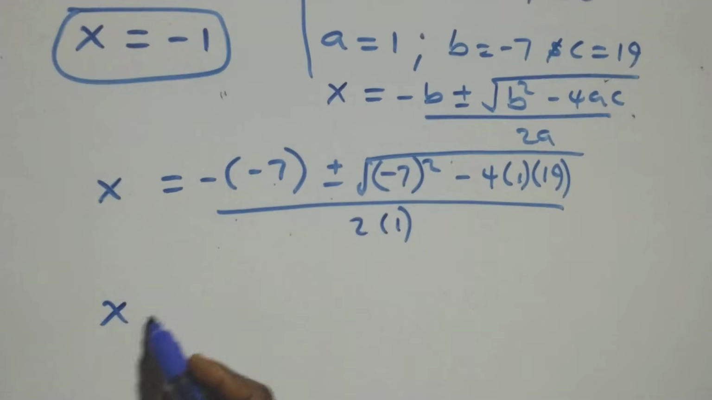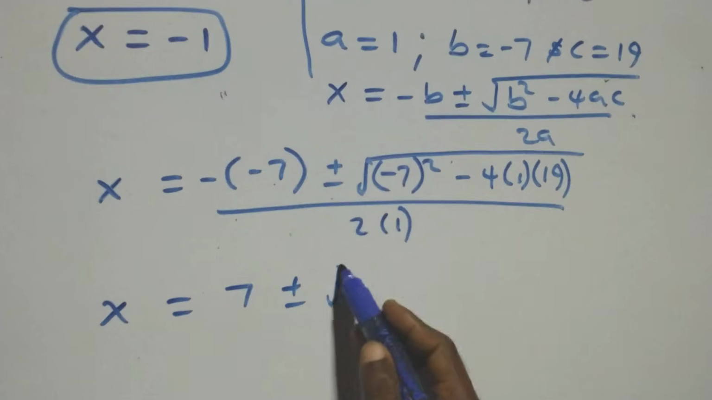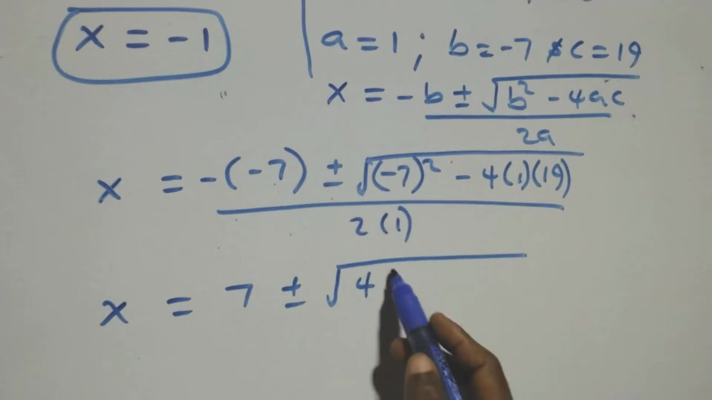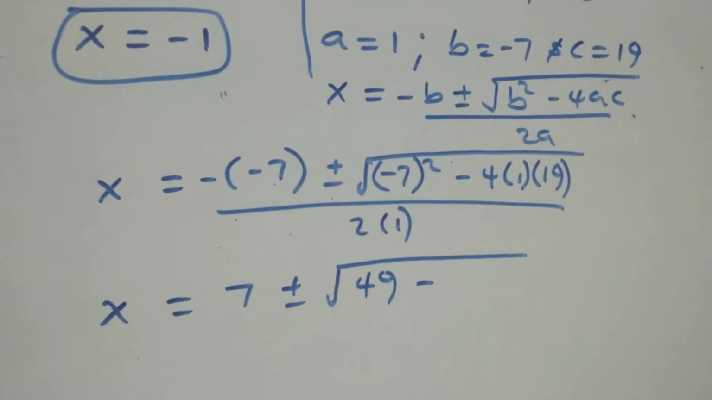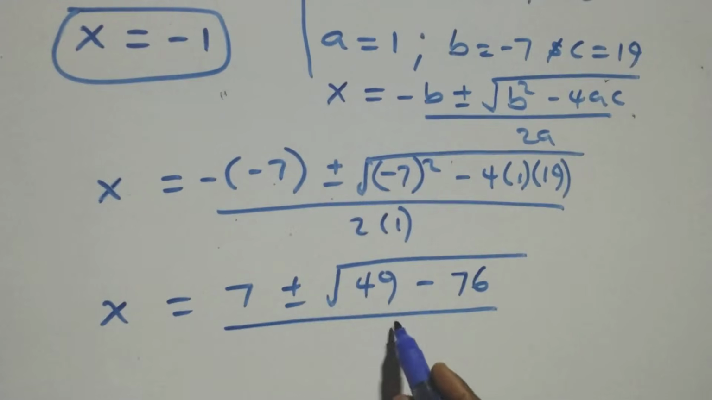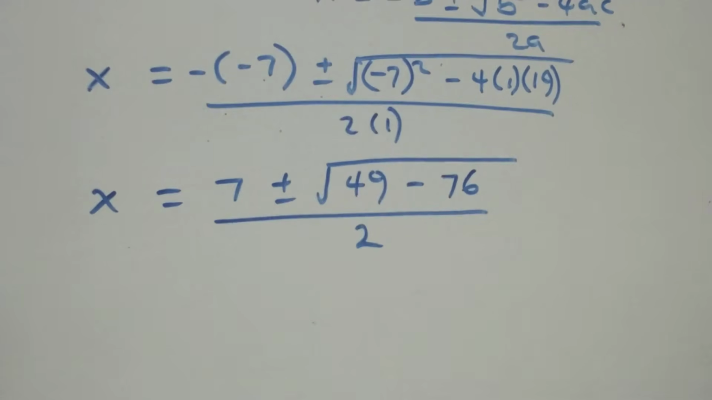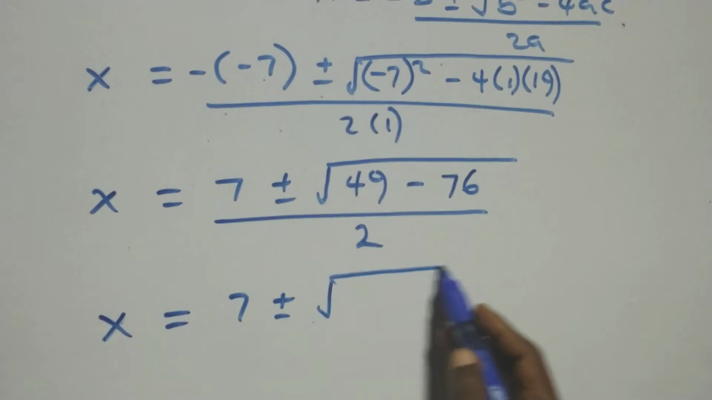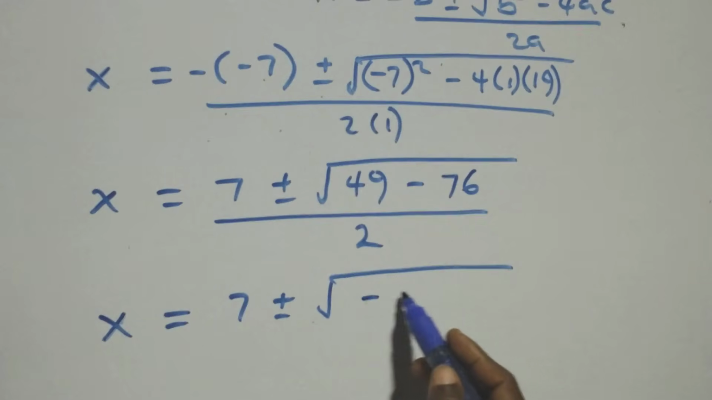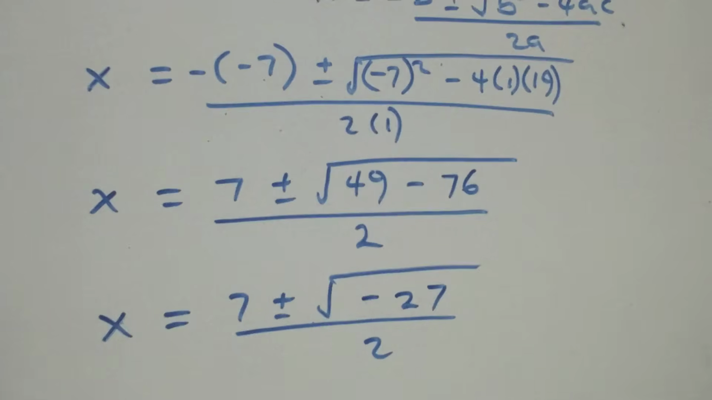Here we have x equals, minus times minus gives us plus, 7 plus or minus square root of 49 minus 4 times 1 times 19, which gives us 76, all over 2. Next we have x equals 7 plus or minus square root of 49 minus 76, or minus 27, all over 2.